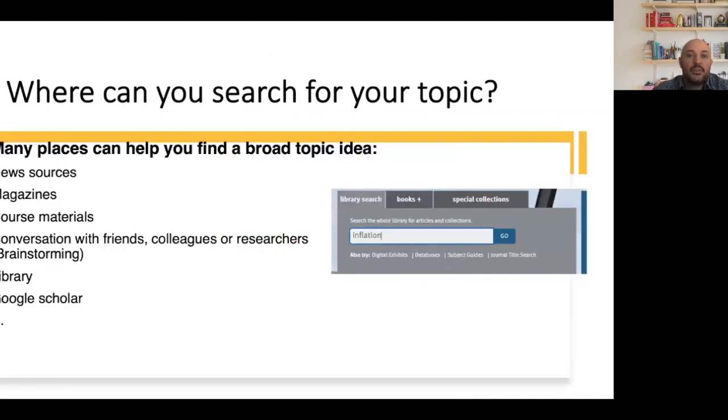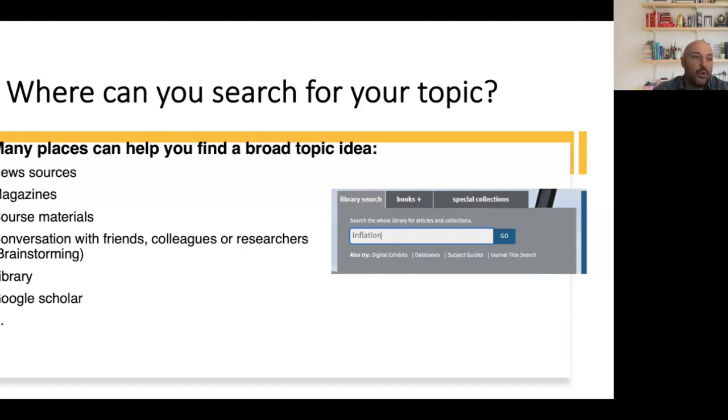So where can you search for your research topic? There are many places you can find an idea or broad topic for your research. It could be news sources, magazines, course material, or conversations with your friends, colleagues, researchers, supervisor, professional colleagues, or people who are working in industry, who know the gap of knowledge and the customer demands.